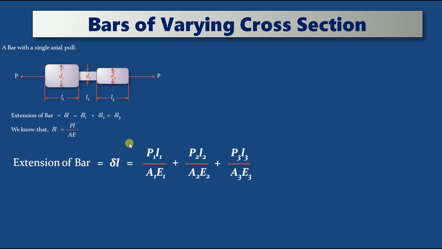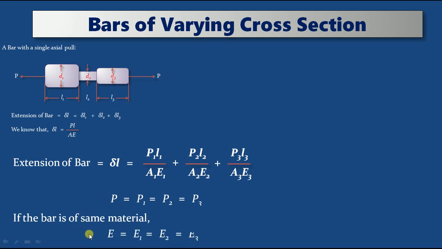Because of the three parts we have taken the suffixes 1, 2, 3, but when you observe here, the bar is applied with one single force, P only, of the same value on both sides. So in place of P1, P2, P3 we can write P only: P is equal to P1 is equal to P2 is equal to P3. Similarly, one more condition we can consider is Young's modulus: if all three individual parts of the bar are made of the same material, then the Young's modulus of these three parts will be the same. So E is equal to E1 is equal to E2 is equal to E3, and in place of E1, E2, E3 we can write E only.